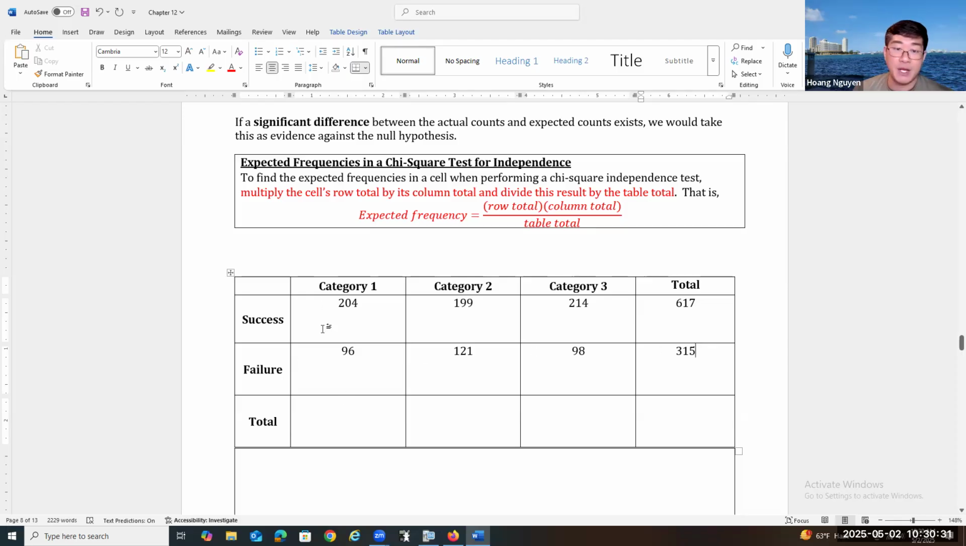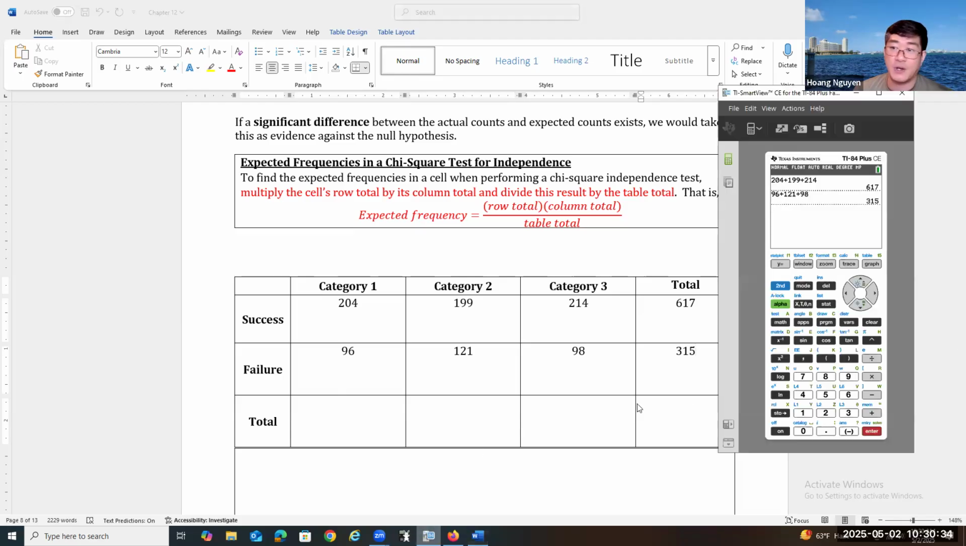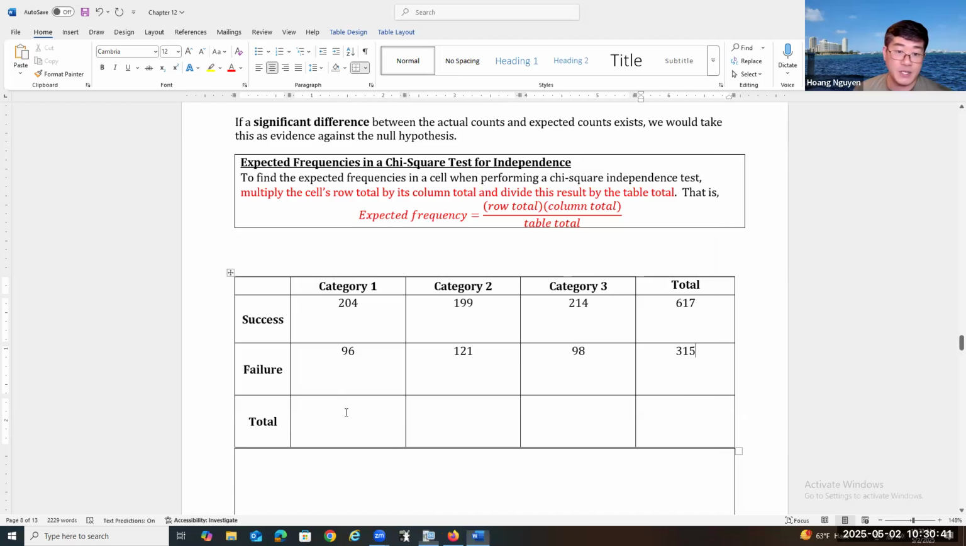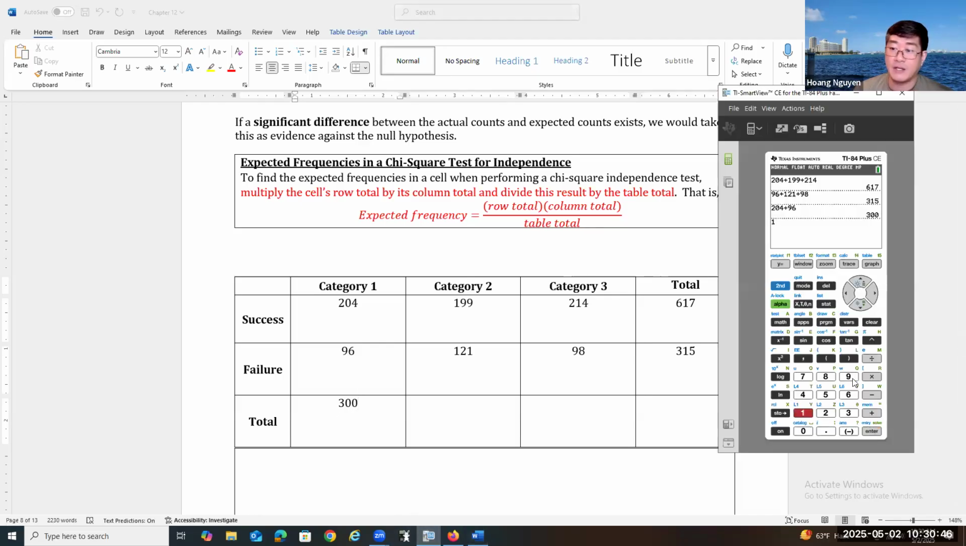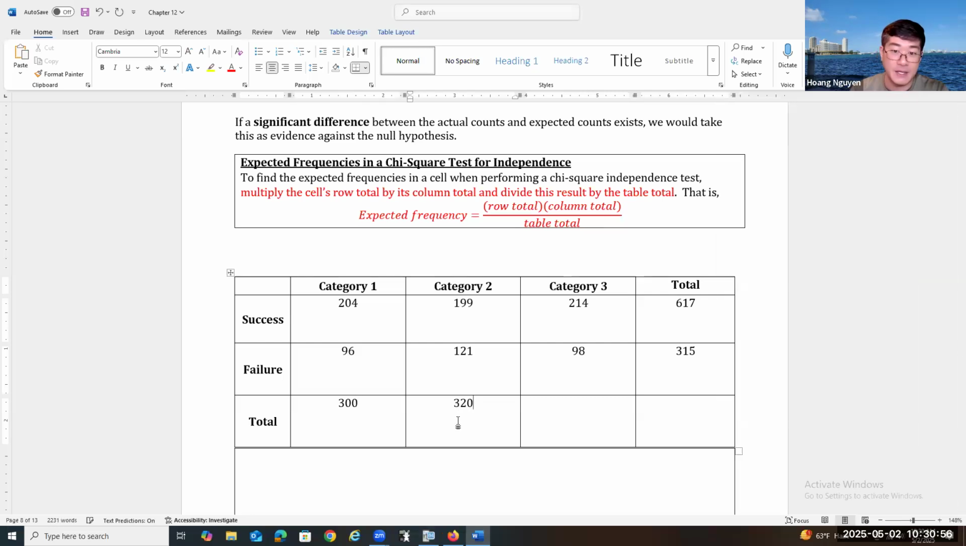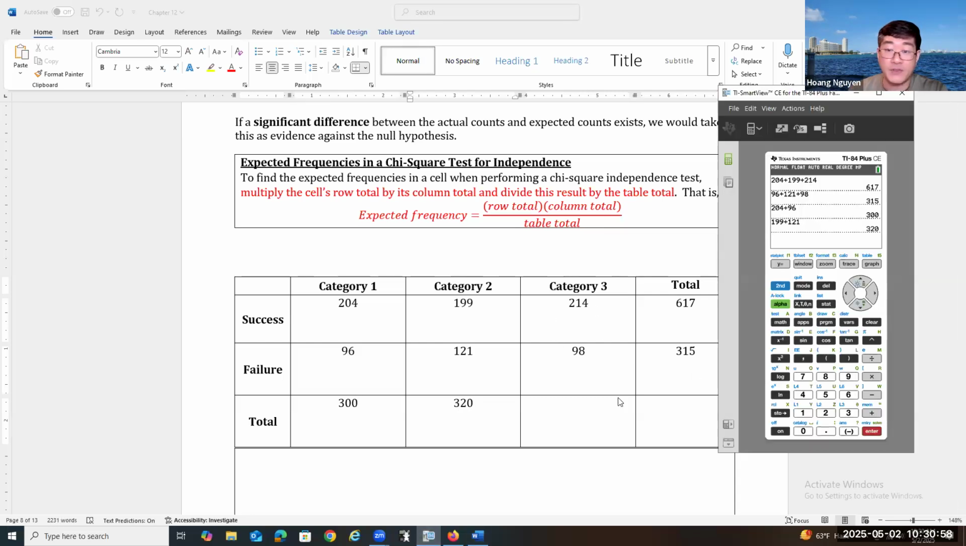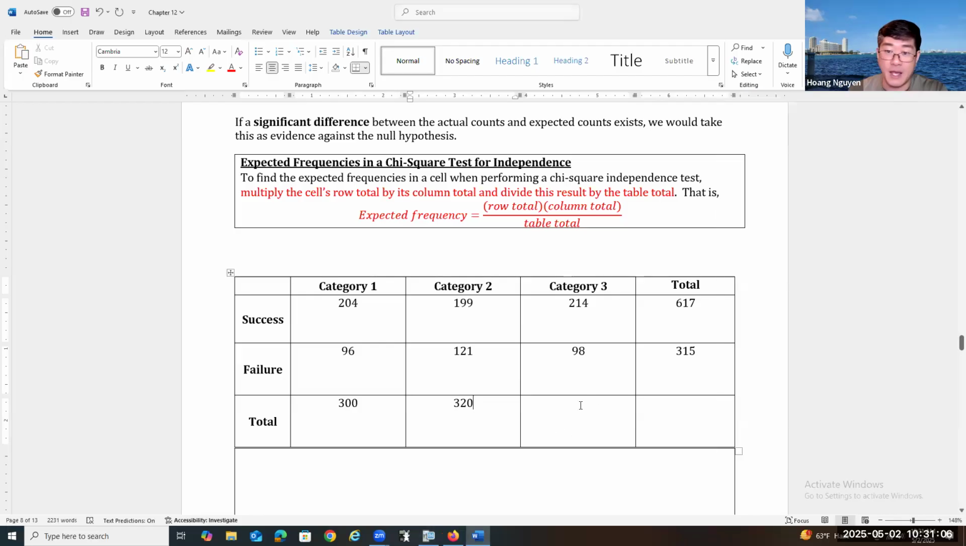Now, similar ideas, I'm going to do the total for the first column. What's the total for the first column? We got 204 plus 96, so that's going to be 300 for the first column. Similarly, 199 plus 121 is the answer for the second column, which is 320. And now for the third column, we're going to get 214 plus 98, which is equal to 312.